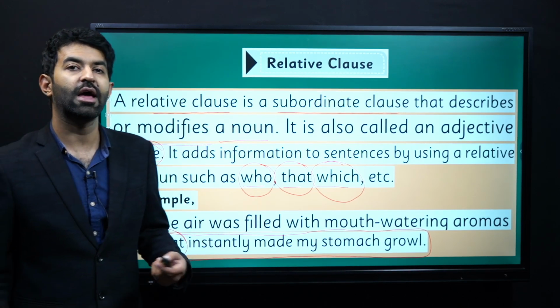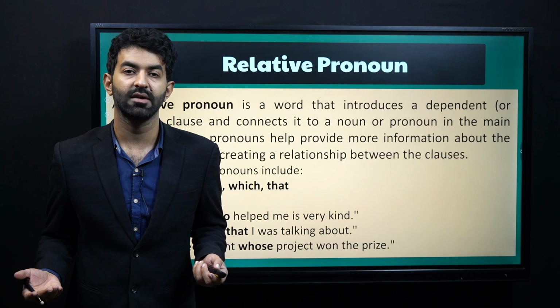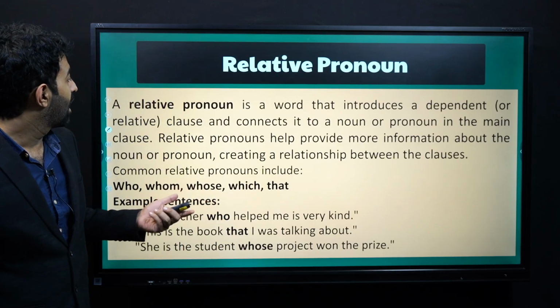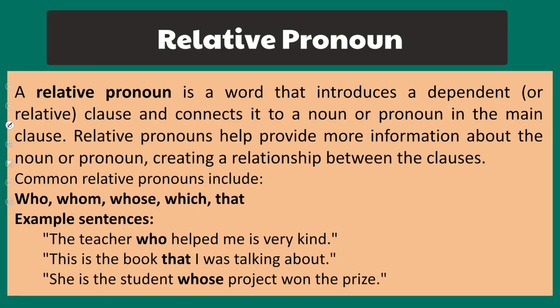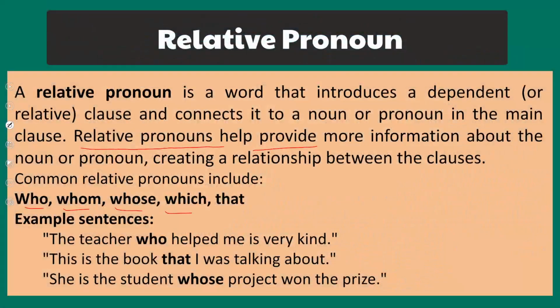We are using our relative pronouns. So whenever you have words like who, which, that, and other words like these, you can say that this kind of clause is relative clause. A relative pronoun is a word that introduces a dependent or relative clause and connects it to a noun or pronoun in the main clause. Relative pronouns, what do? They help provide more information about the noun or pronoun, and it creates a relationship between the clauses. So, these are the common relative pronouns that we use in our relative clauses: who, whom, whose, which, that.